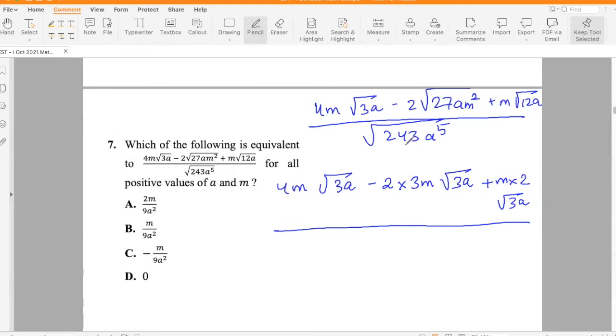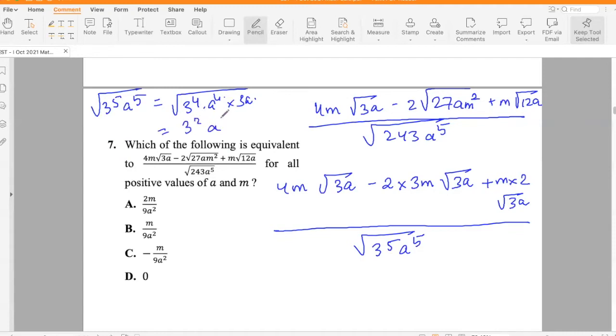And 243 is 81 into 3. So that's 3 to the power 5. So this I can write as 3 to the power 5, a to the power 5. So I can write it as 3 to the power 4, a to the power 4 into 3a. And this can be 3 square a square, square root of 3a. So that will be 9a square. So this denominator becomes 9a square, square root of 3a.